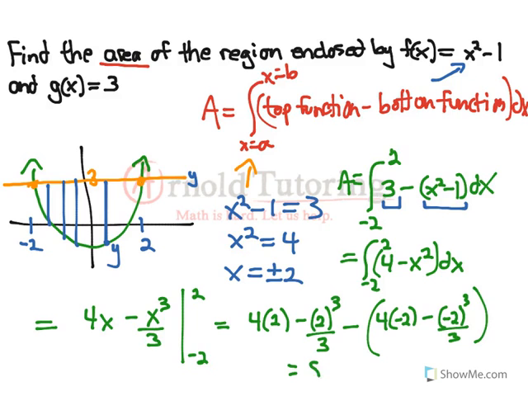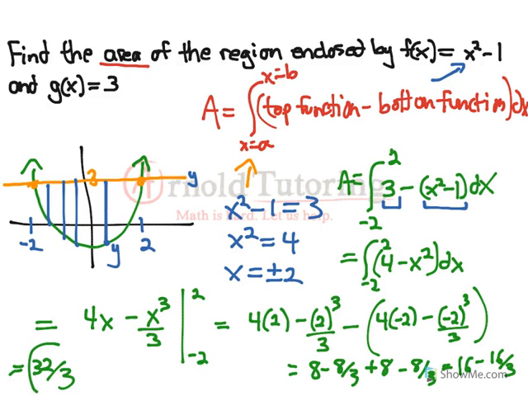And this equals 8 minus 8 over 3, plus 8, careful with your negative signs, minus 8 over 3, which is 16 minus 16 over 3. And if we want one last step, 16 minus 16 over 3 is equal to 32 over 3, just by getting a common denominator. So hopefully you found that helpful.